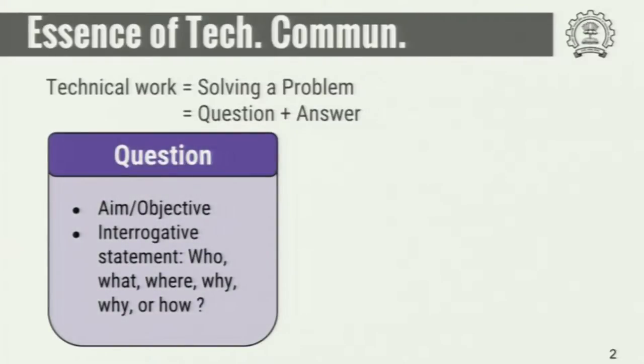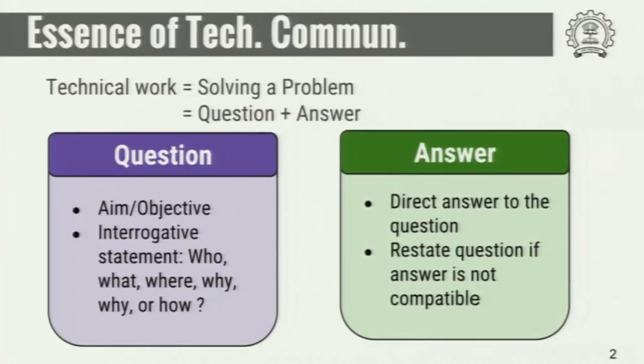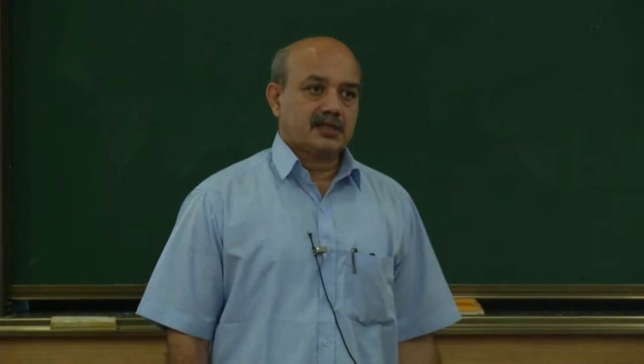So a question would involve clearly stating the aim or objective of your work, and it could be formed as an interrogative question: who, what, where, why, and so on. And your answer, in crisp form, will tell you what it is that you achieved through the scientific endeavor. It could be that it's your own scientific endeavor which you are trying to summarize through the question and answer. It is possible that you are reading somebody else's work and then come up with the question that person or that group of researchers have posed, and then the answer they have found.